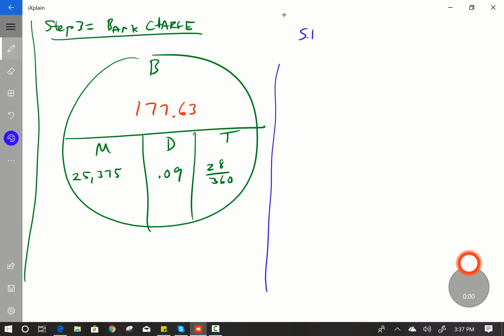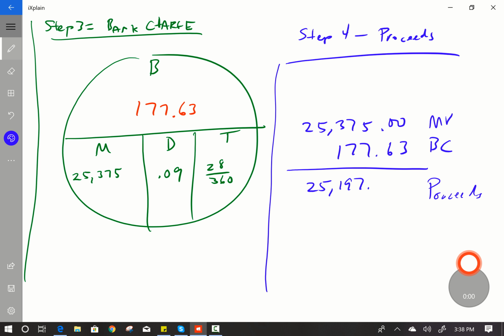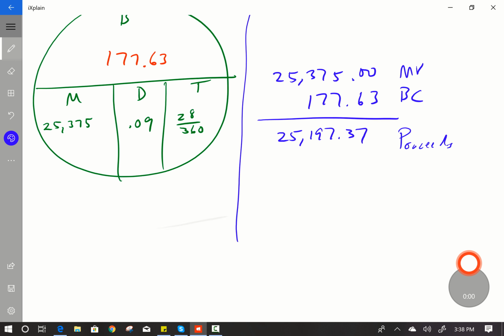We're going to go to step 4 now, and step 4 is the proceeds. We are going to subtract the bank amount of $177.63, it's a bank charge for BC, and we'll subtract that from the maturity value of $25,375. And the proceeds will equal $25,197.37. Okay, steps 1, 2, 3, and 4.